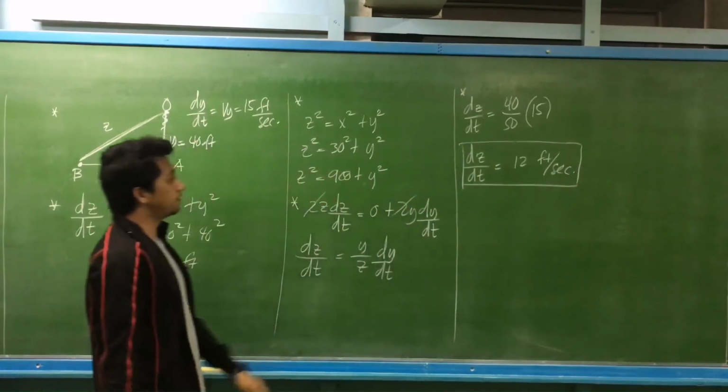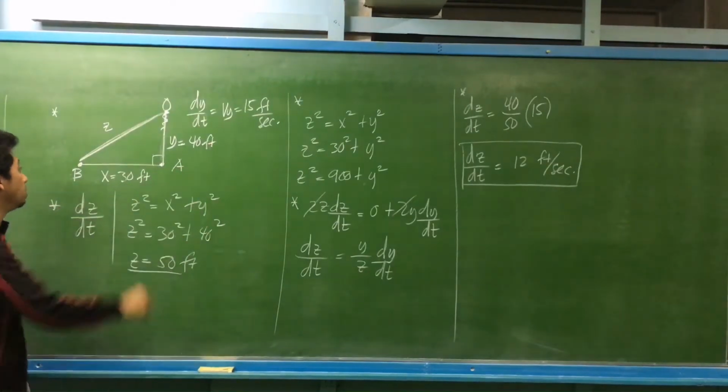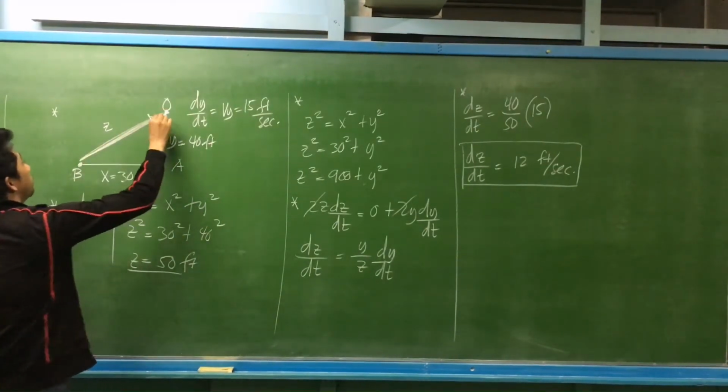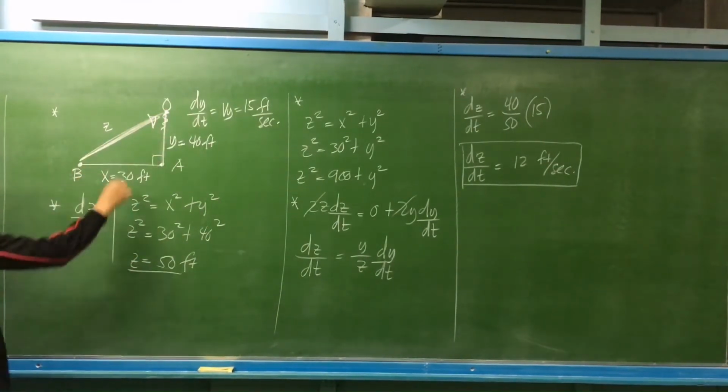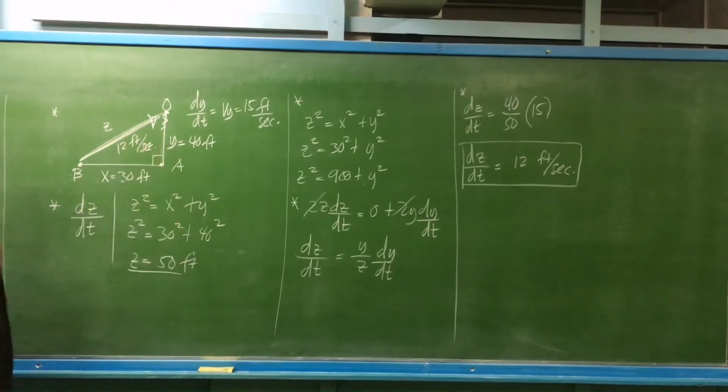This is 12 feet per second. So therefore, while the balloon is rising at 15 feet per second, the balloon is moving away from point B at the rate of 12 feet per second. Okay, that is our example.